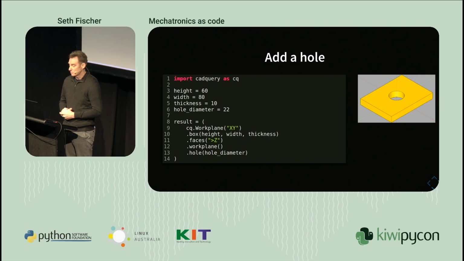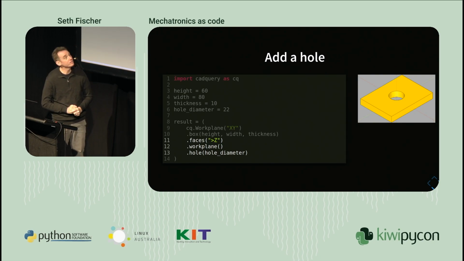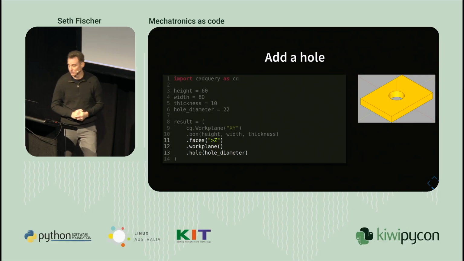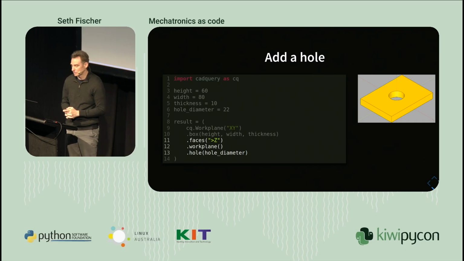This is the previous example, but with a hole bored in the center of the plate. After the box is created on line 10, we select the face of the plate furthest in the Z direction. So we're actually selecting the top surface of our plate. That's what greater than Z means. We're creating another work plane on that face, and then we're boring our hole with our diameter of 22.